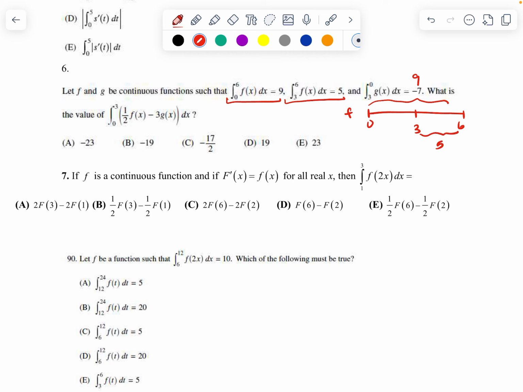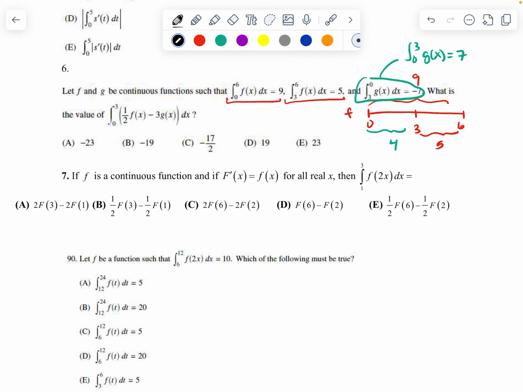So we can deduce from this that this has to be 4, because 4 plus 5 is going to give you 9. And then they tell you that here the integral from 3 to 0 of g is -7. If I flip those boundaries around, 0 to 3 of g of x, that's just going to equal +7. Okay, so always make sure the smaller number is on the bottom. Now what are they asking you to find here?